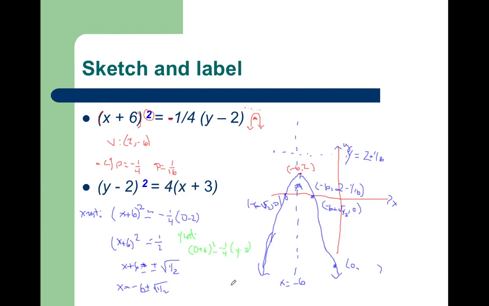Do not distribute that -1/4. Multiply, so this is 36 over here. I'm going to multiply both sides by -4. Add 2.